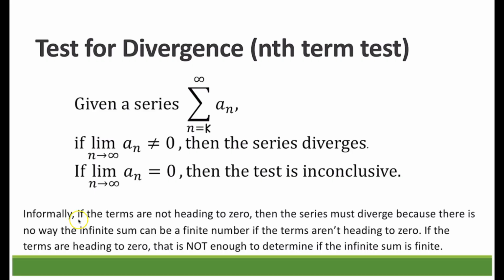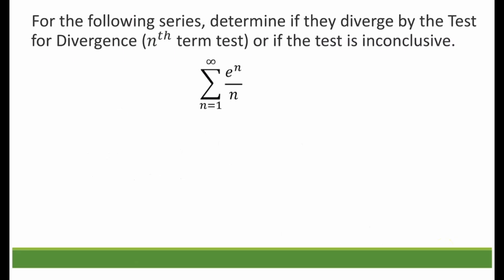Informally, what this says is that if the terms are not heading to 0, then the series must diverge, because there's no way this infinite sum can be a finite number if the terms themselves that we're adding on aren't heading to 0. If the terms are heading to 0, that's not enough to determine if the infinite sum happens to be a finite number. Okay, let's jump into some examples where we apply this test for divergence.